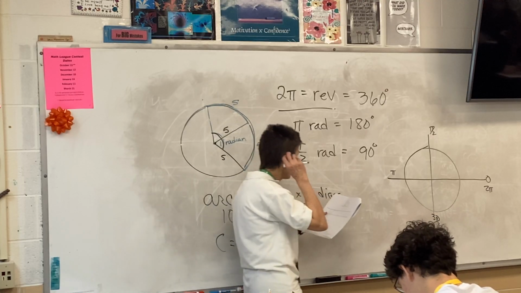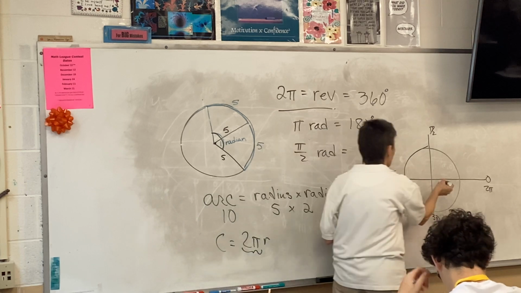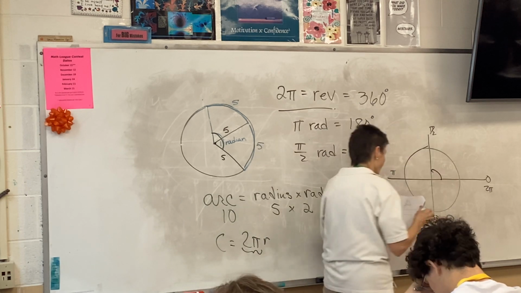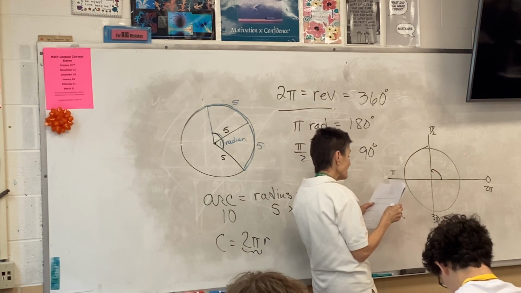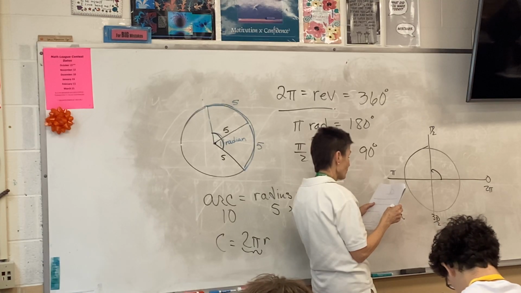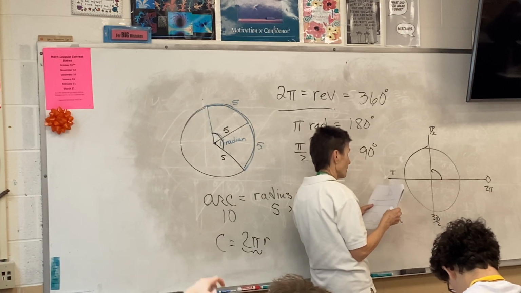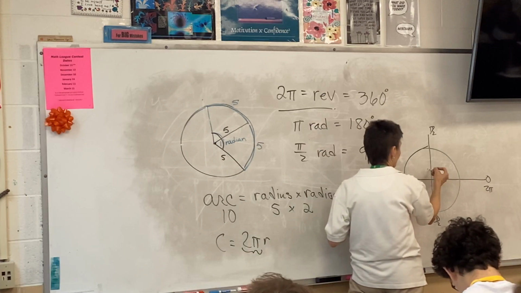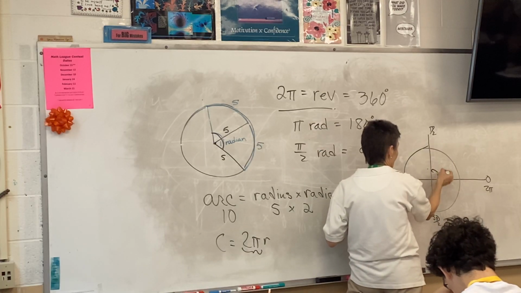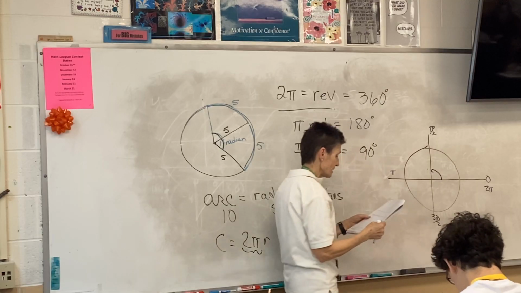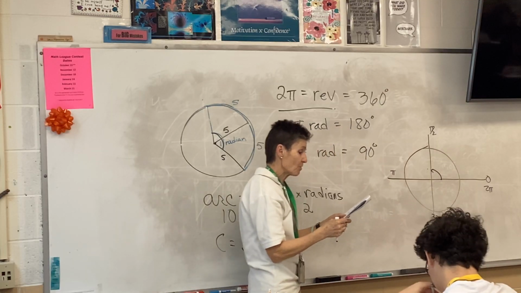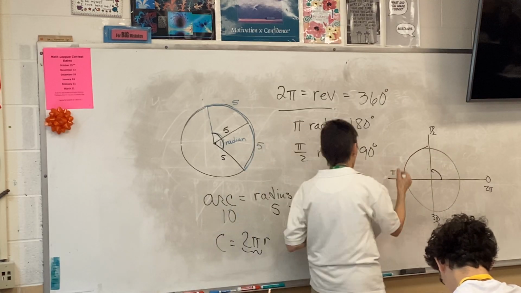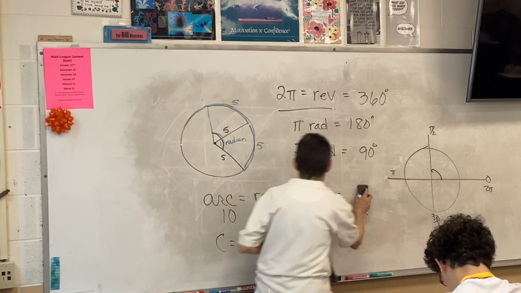All right, example 1, consider the angle right here. The radius of the circle is 4. Okay, that doesn't matter. How big is this angle in radians? Pi over 2. That's easy. How about a third of a circle? All right, now that's a little bit different.